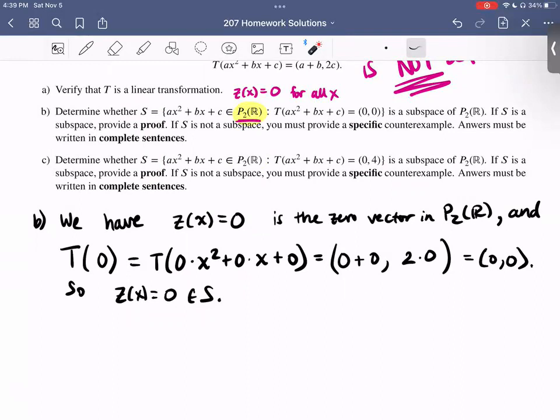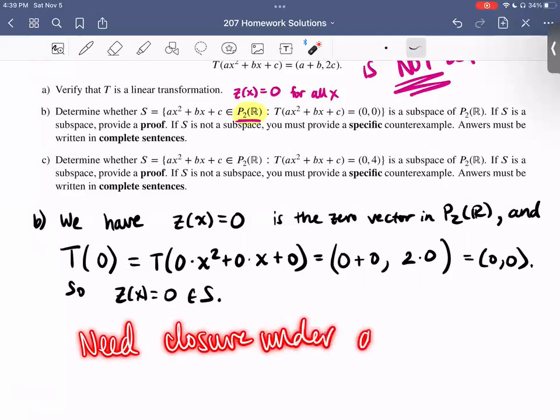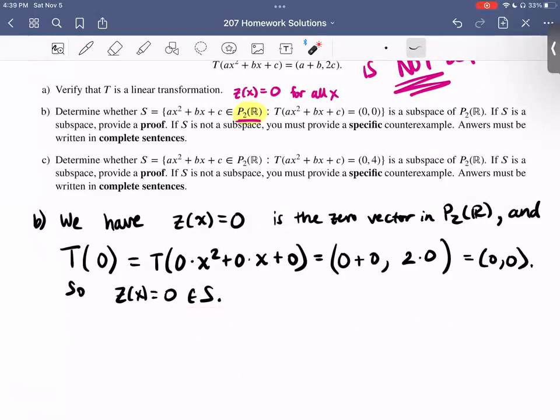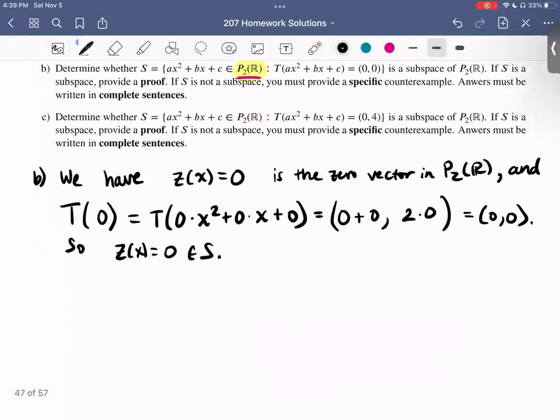We also have to show closure under addition and scalar multiplication. So you can't stop here, you have to keep going. How do we show closure under addition and scalar multiplication? We need general elements of our set to prove this. Again, you cannot use an example. You can't just pick an element and say that it works.